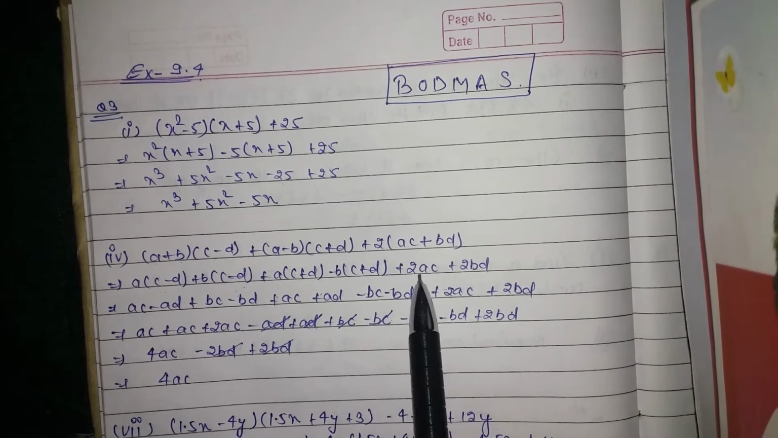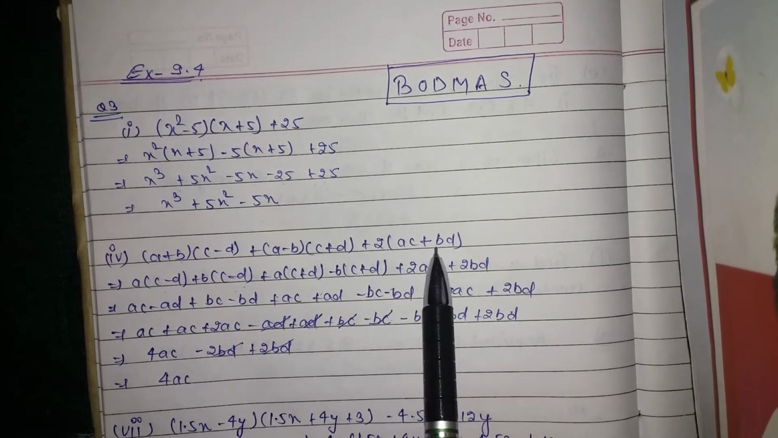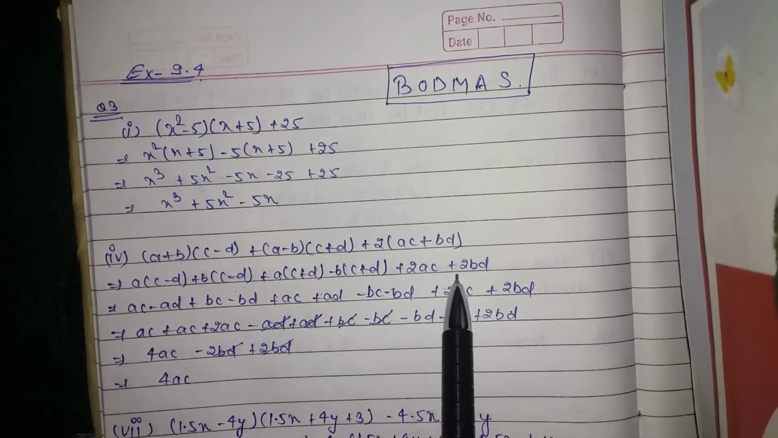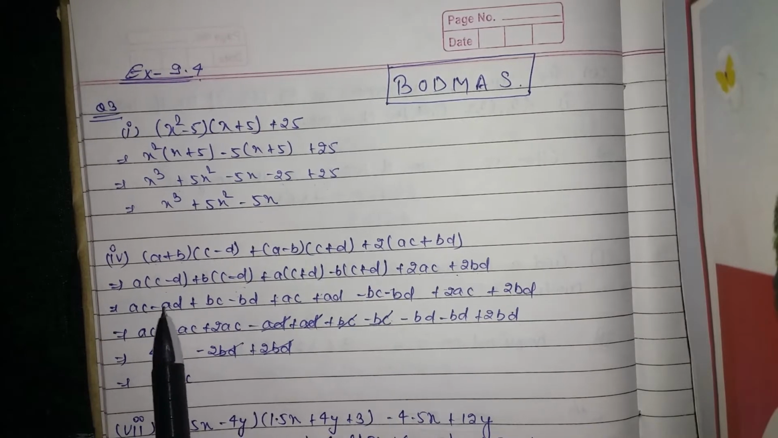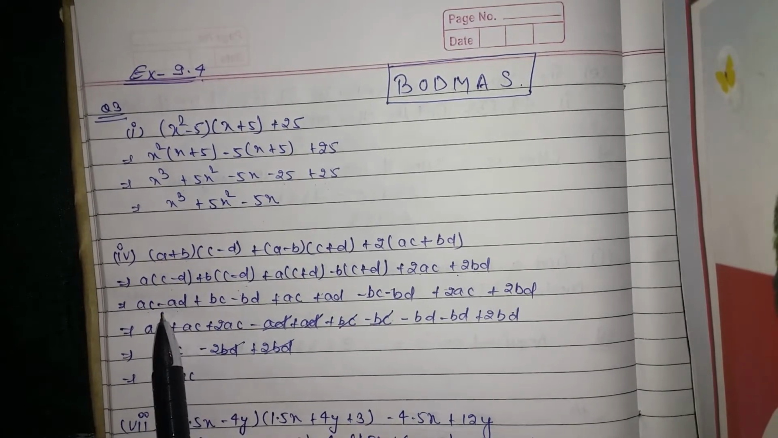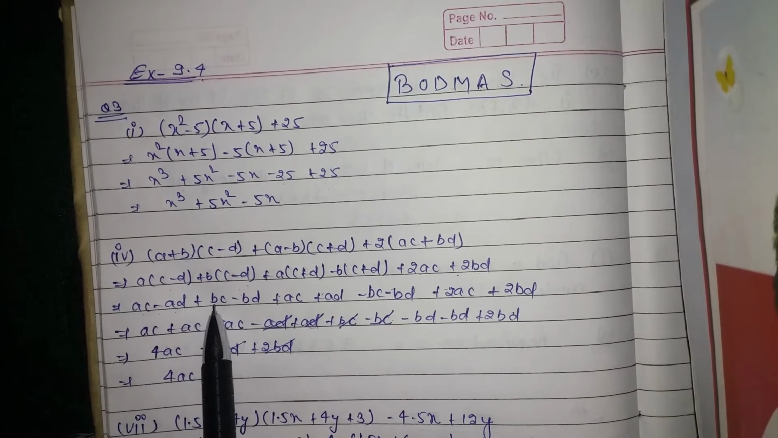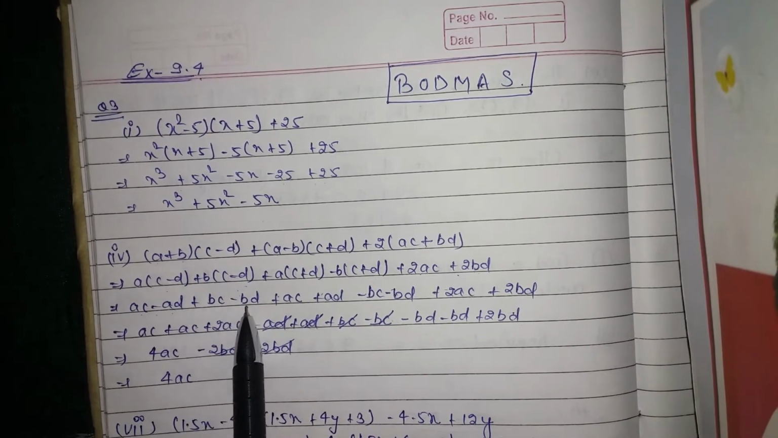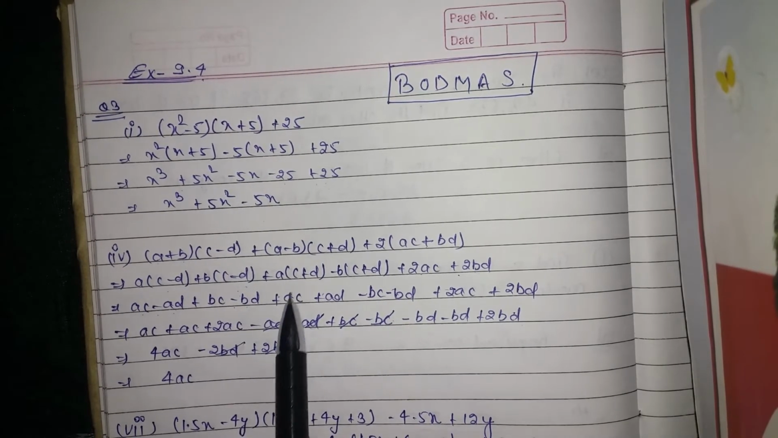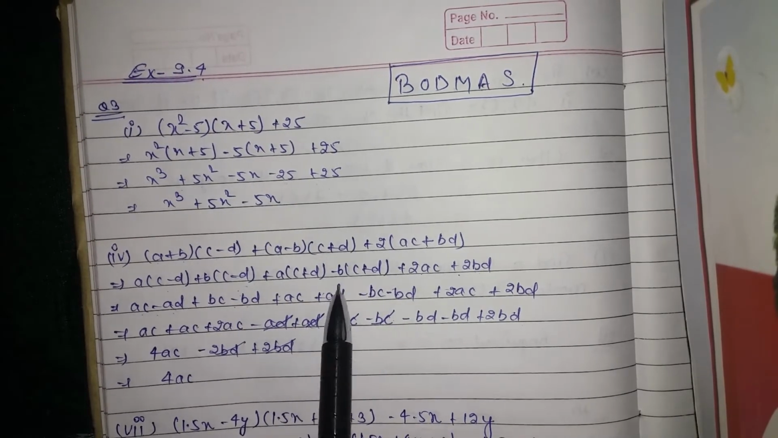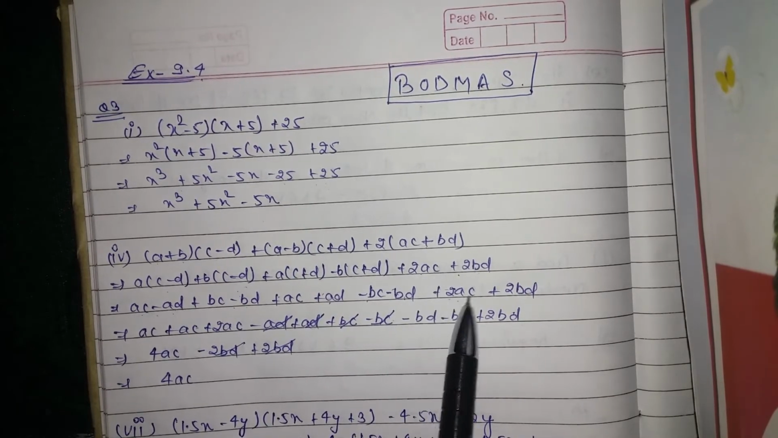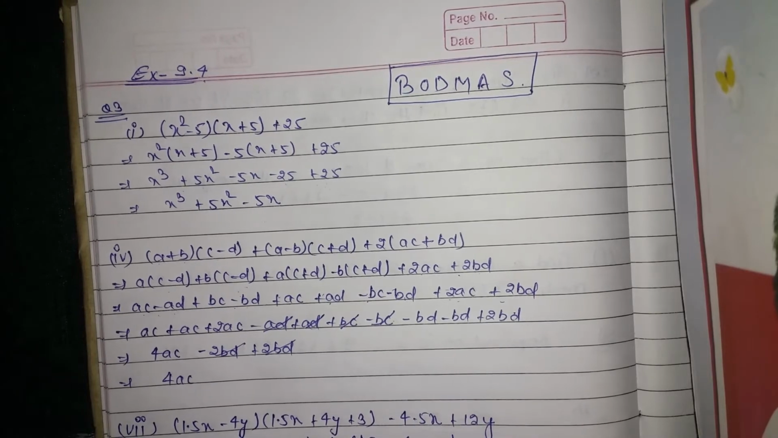So 2 into AC will give you 2AC, 2 into BD will give you 2BD, and plus sign, so plus sign will come here. Now A into C, AC, A into D, AD, minus, so minus will come here. B into C will give you BC and B into D will give you BD, but it is negative, so negative will come. A into C, AC, A into D, AD, minus BC, minus BD. These 2AC and 2BD will come as it is.